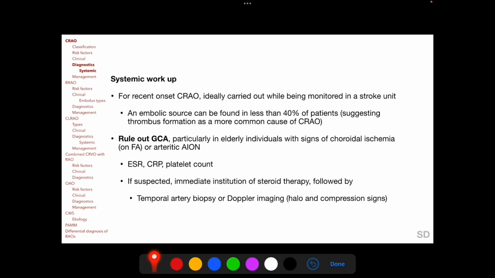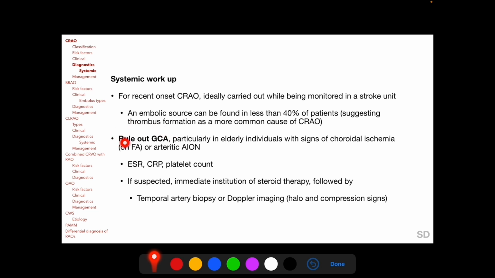As we have mentioned, patients with recent onset CRAO should be monitored in a stroke unit, and the systemic workup should ideally be carried out when the patient is admitted there. And as we have discussed, an embolic source can be found in less than 40% of patients with CRAO, suggesting that thrombus formation in the central retinal artery is a more common cause of CRAO.